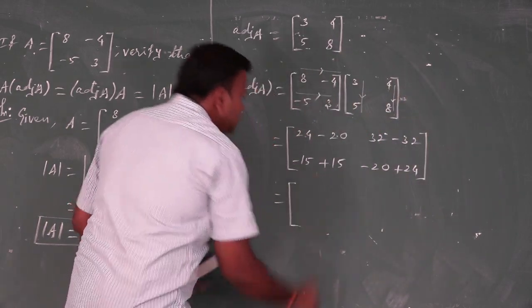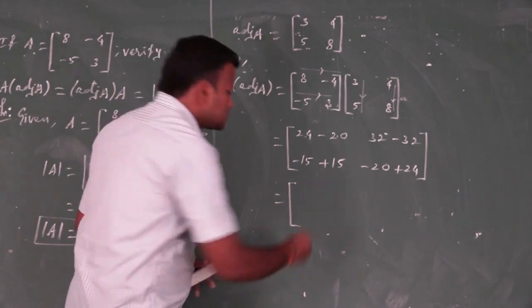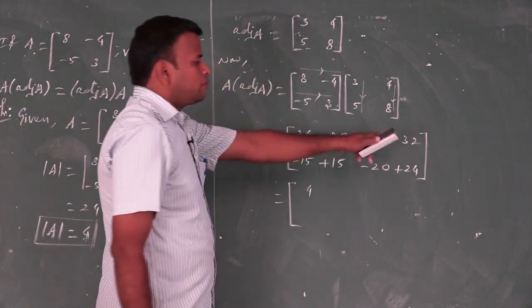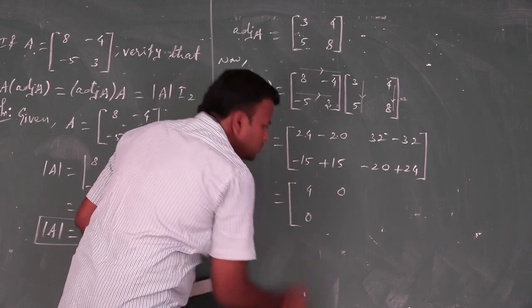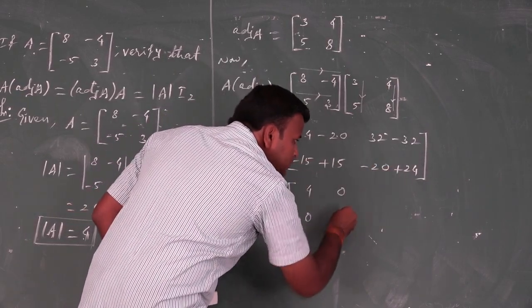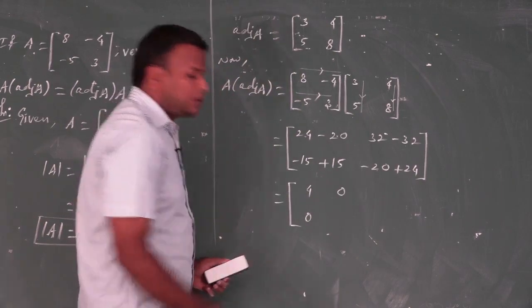Now these values: 24 minus 20 is 4. 32 minus 32 is 0. Minus 15 plus 15 is 0. Minus 20 plus 24 becomes plus 4.